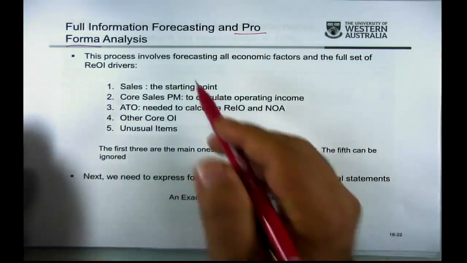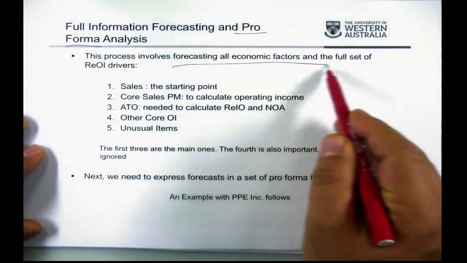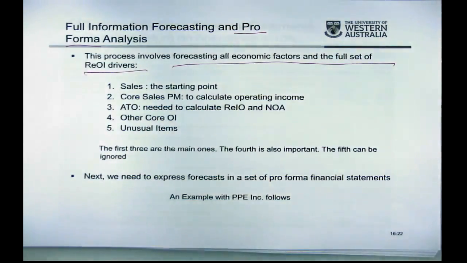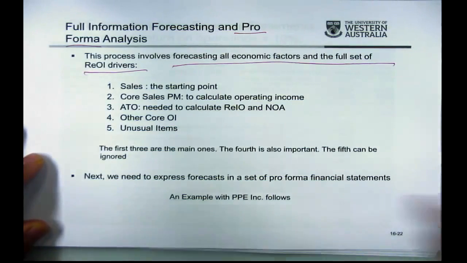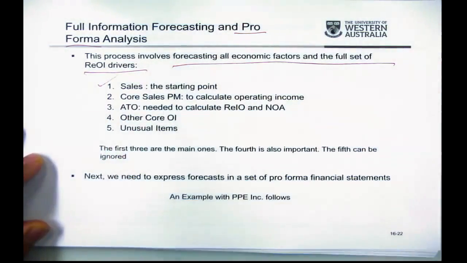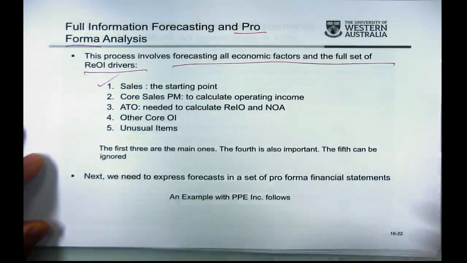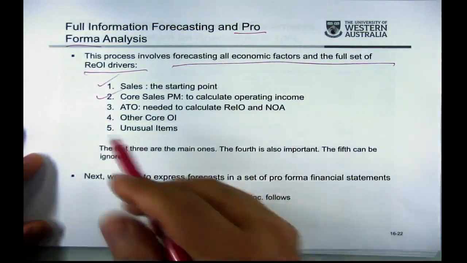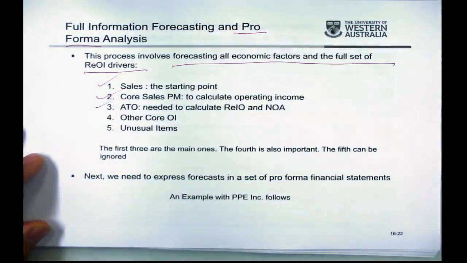So this process involves forecasting the economic factors and the full set of the residual operating income drivers. The starting point is to forecast sales or the growth rate of sales. This is the starting point. Next, we also need to calculate the core sales profit margin. Then we need to calculate the ATO.